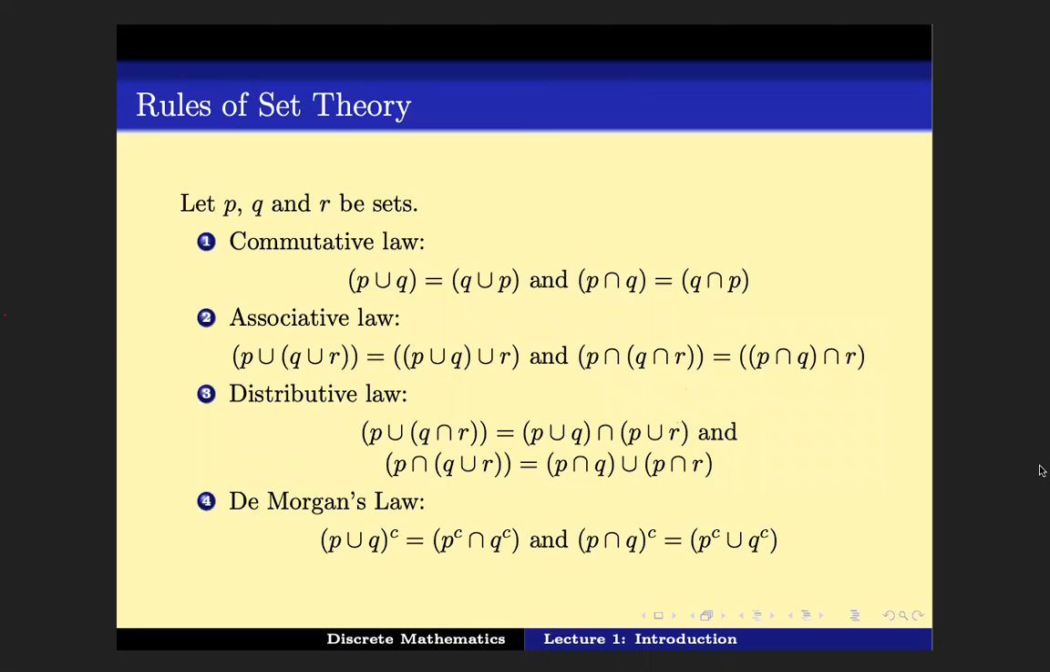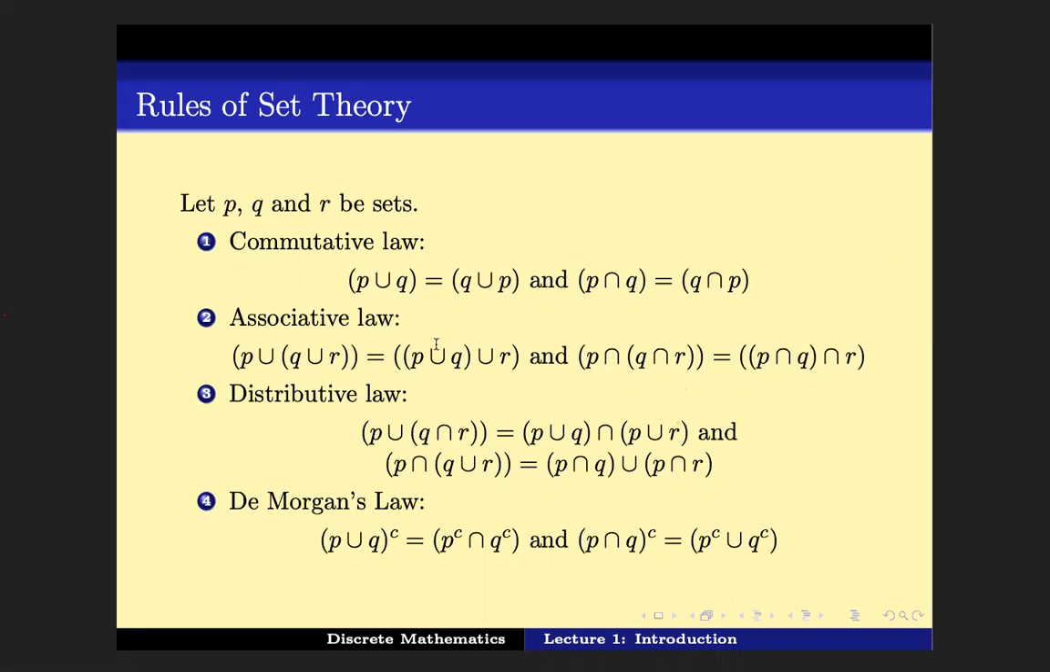Now there are certain rules about these sets that all of you have possibly seen or done at some point of time, and these will be required later on also. First is the commutative law, meaning if I have two sets, P and Q, then P union Q is the same as Q union P. It doesn't matter which I put first. P intersection Q is equal to Q intersection P. So this is called the commutative law.